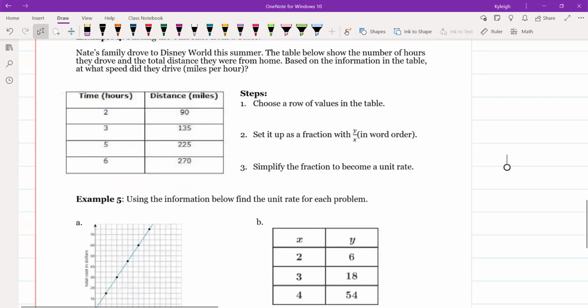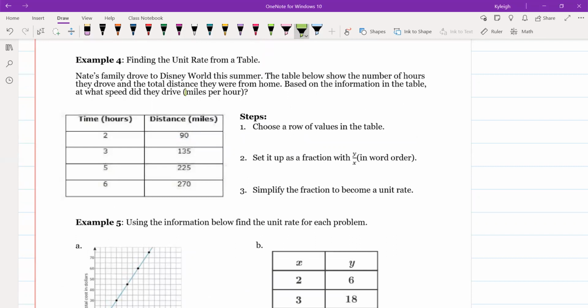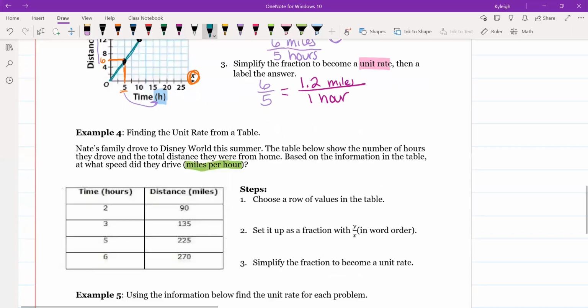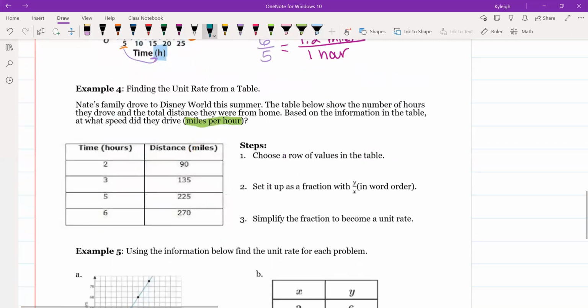So Nate's family drove to Disney World. The table shows the number of hours they drove and the total distance they were from home. At what speed did they drive, aka miles per hour? So miles goes on top. Since on top is y over x, then I know my distance is my y and my time is my x. And if we're being honest, that's just normally how graphs go. The first one's x, second one's y.